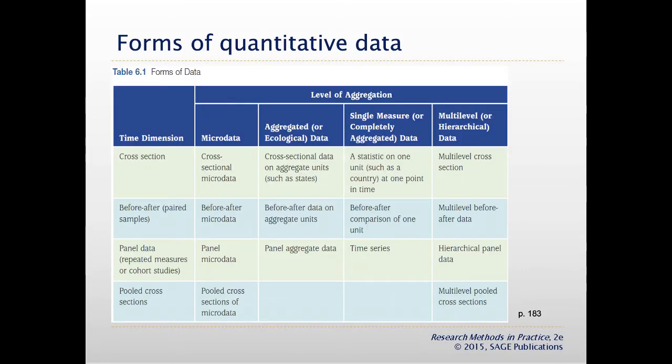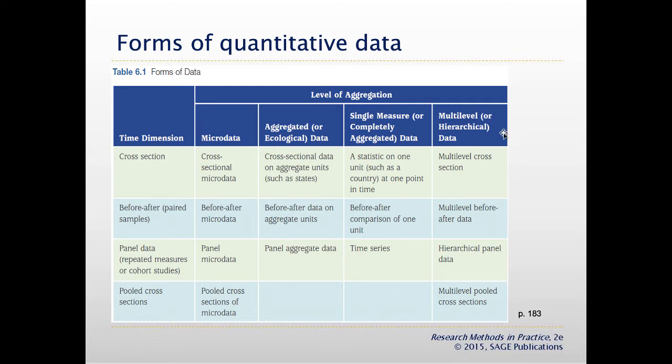So there are a number of different forms of quantitative data, and I'm going to go through them. One aspect of it is the time dimension. I'll go through this in more detail. You can have a cross-section, just one point in time. You can have before and after. You can have panel data following the same people through in time. We'll get to pooled cross-sections later.